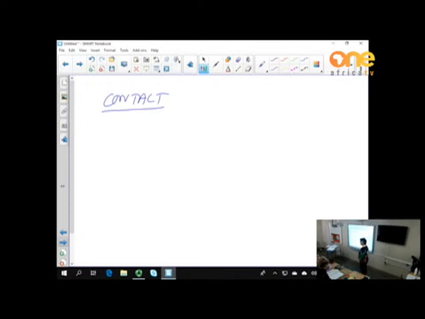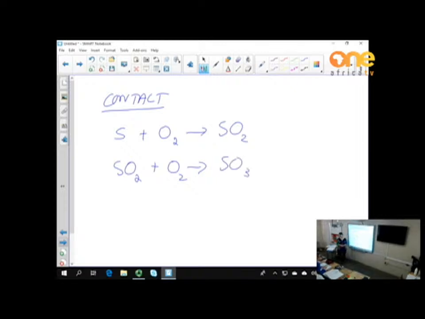The contact process is the process that they use to make sulfuric acid with. Sulfuric acid starts out with sulfur that is burnt to form sulfur dioxide. All right? The sulfur dioxide is oxidized further to form sulfur trioxide. And if we add sulfur trioxide to water, we will get sulfuric acid, although it's never just as simple as that.